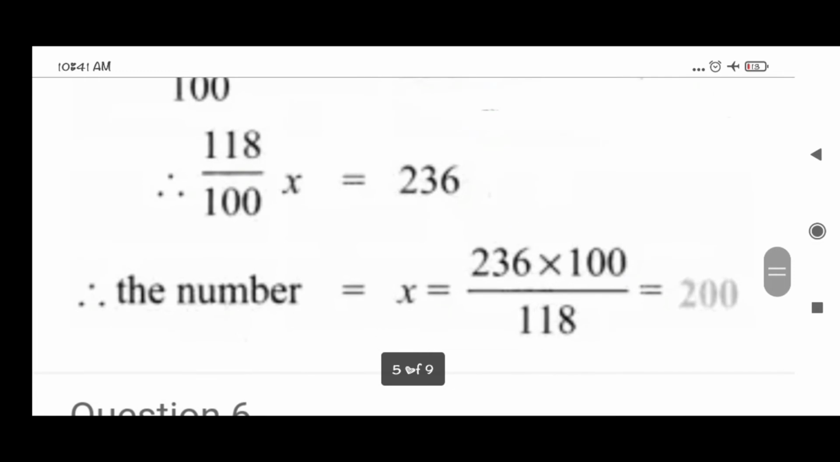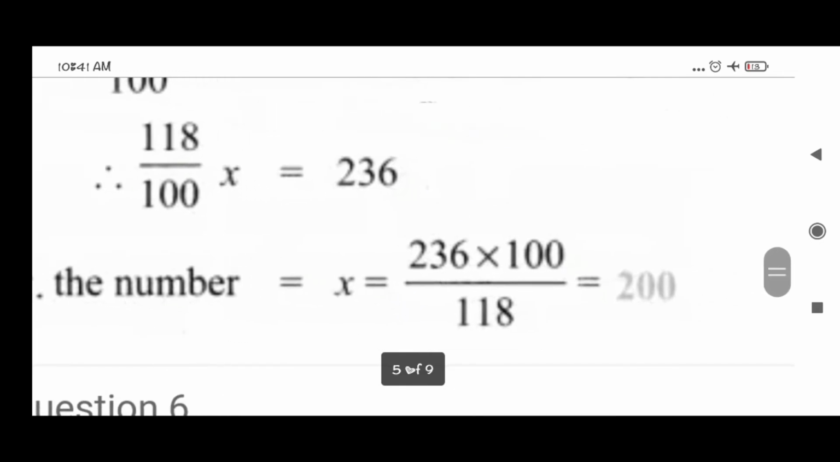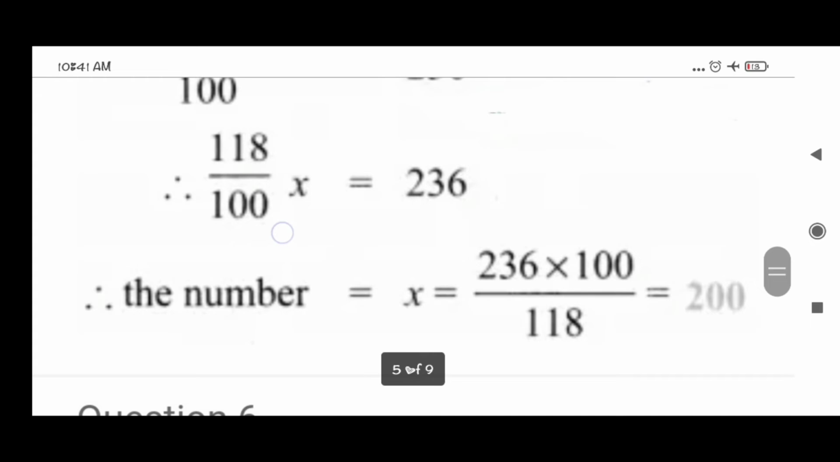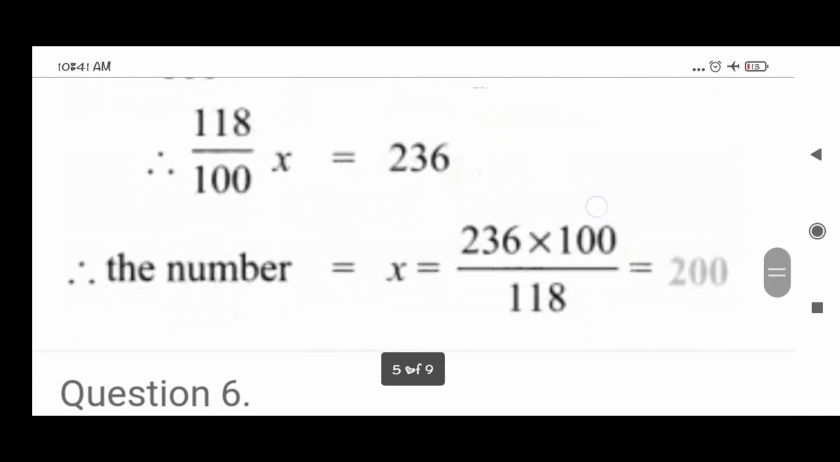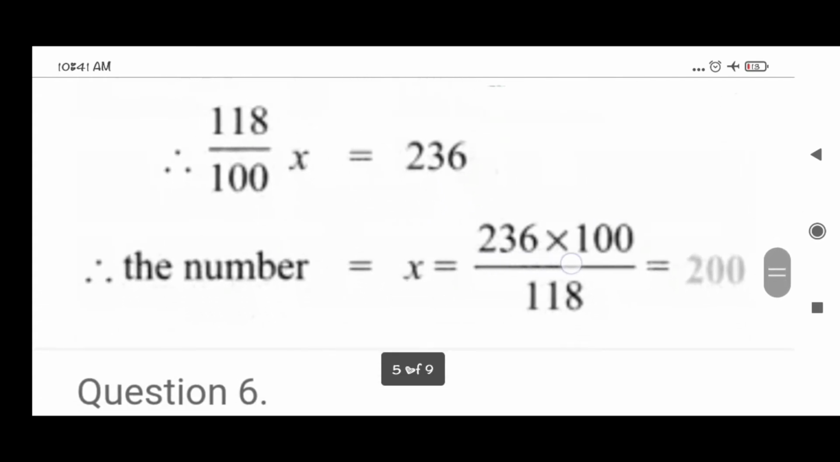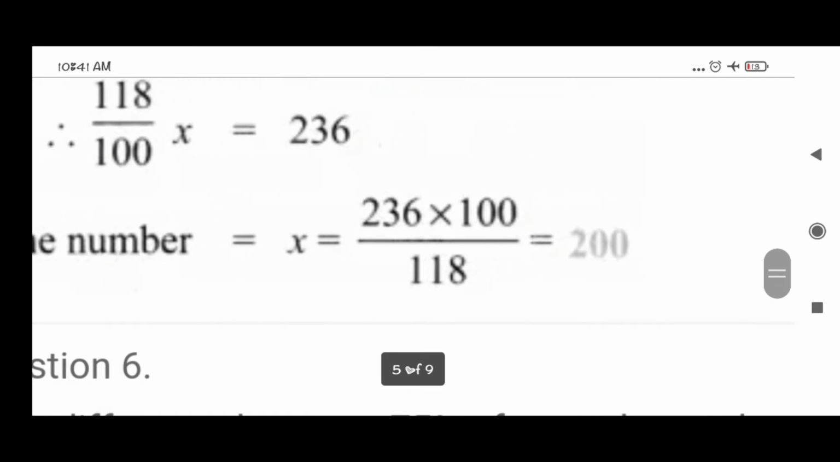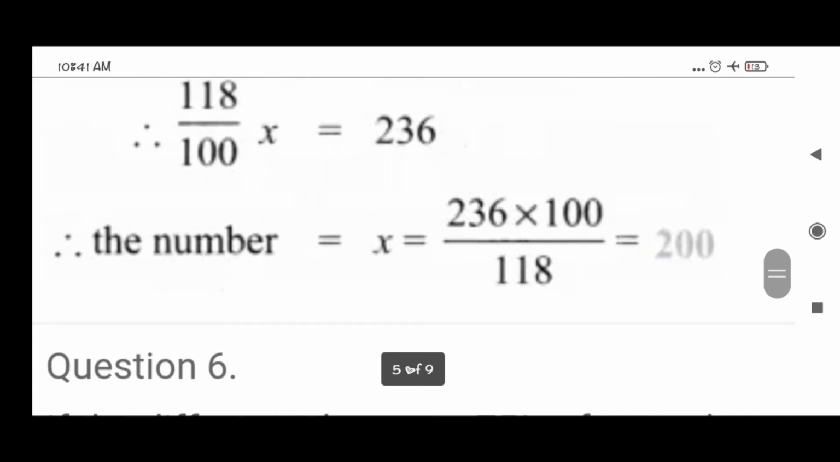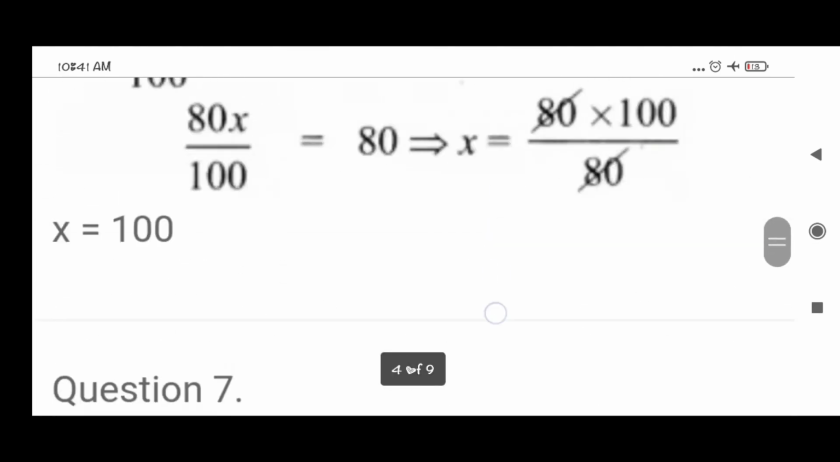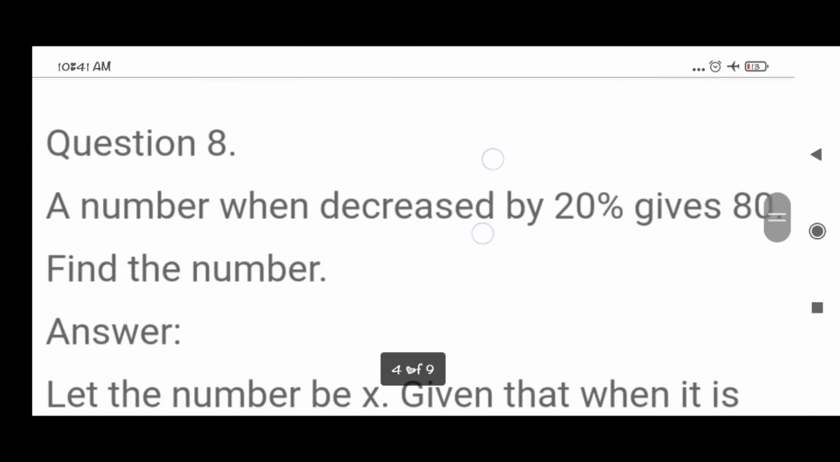The number x is equal to, so we need only x. So we can bring this 118 by 100 to the right hand side. Here it's a fraction. If it comes this side, it will become what? Reciprocal. So 236 into 100 by 118. This 118 by 100 will become 100 by 118. When we cancel this, we will get 200. The 200 is the answer. Understand? So like that you have to do the rest of the sums.